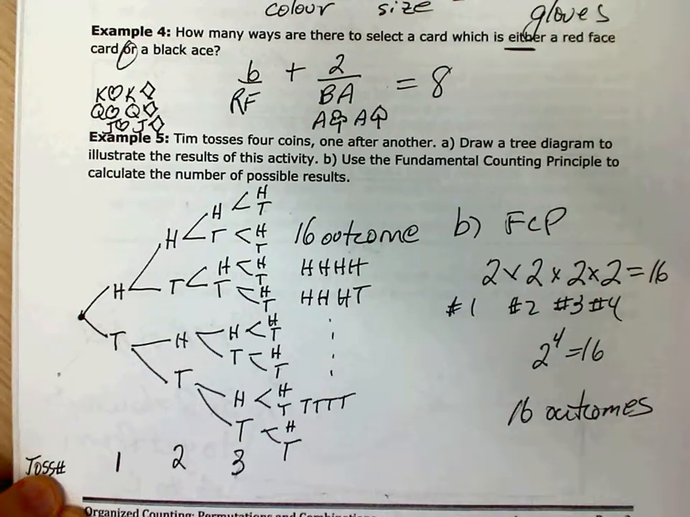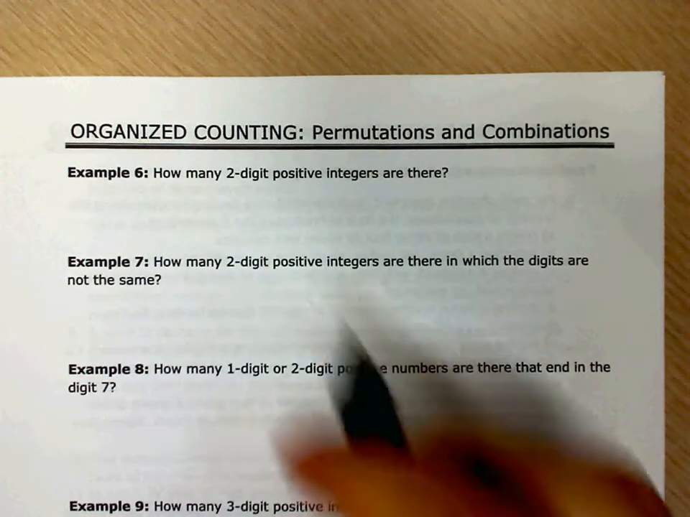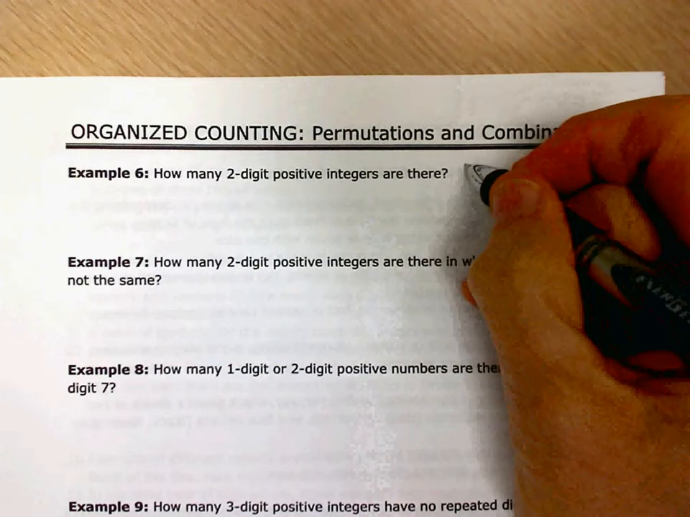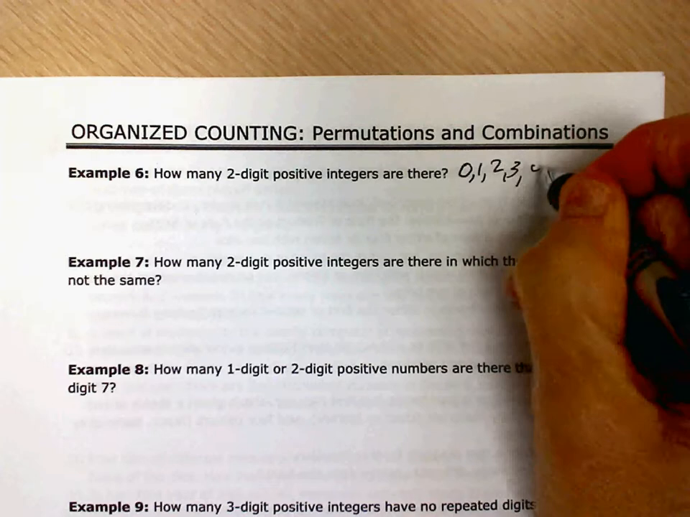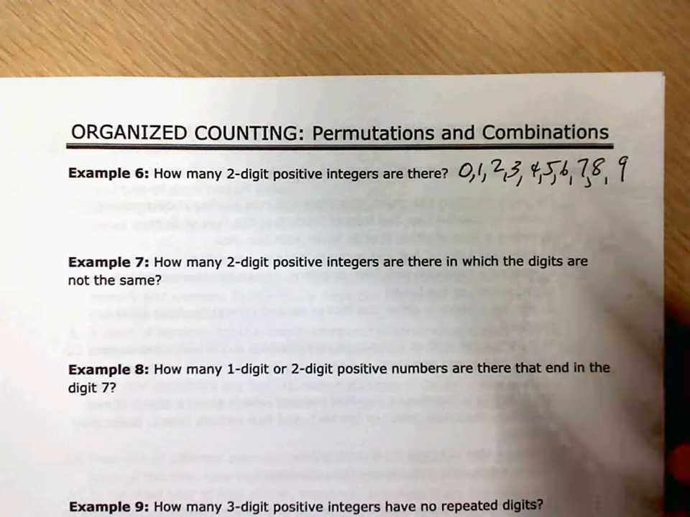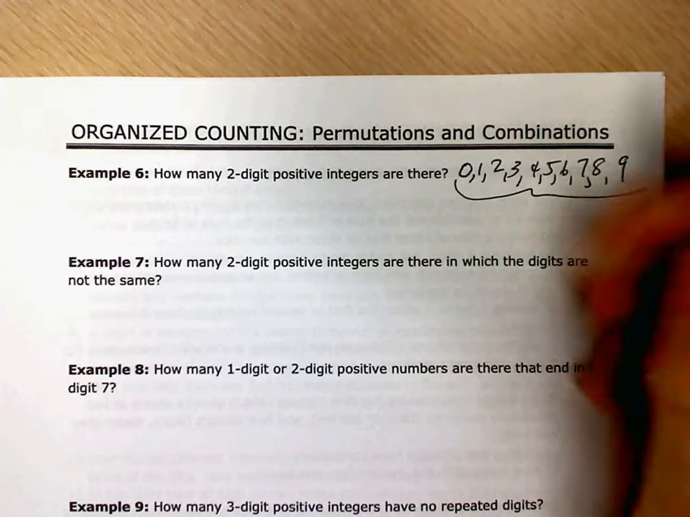Okay. Now let's get into more complicated questions. We have 2-digit positive integers. Remember, we're always working with 10 digits: 0, 1, 2, 3, 4, 5, 6, 7, 8, 9. So from 0 to 9, we have 10 digits. That's what we always work with.